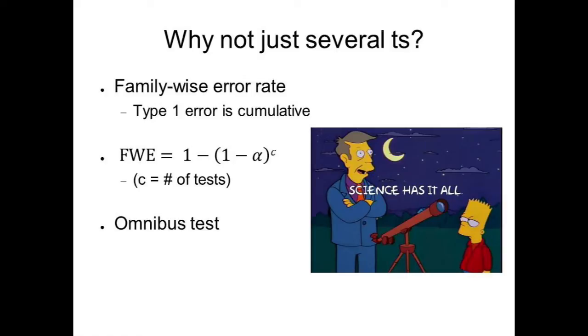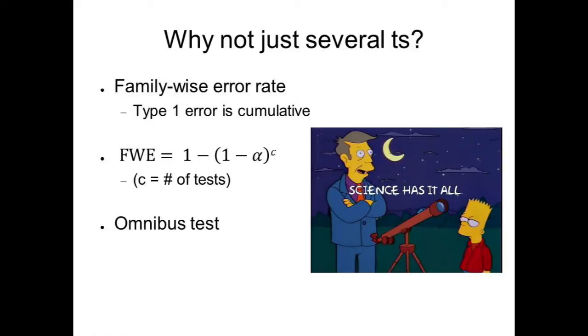So the obvious question here is why we need a whole other test for a scenario in which we have more than two groups. Why can't we just do a t-test for every combination? Like if we have three groups, why can't we just do three t's, comparing groups 1 and 2, 2 and 3, and 1 and 3? Well, the answer is what's called family-wise error rate.